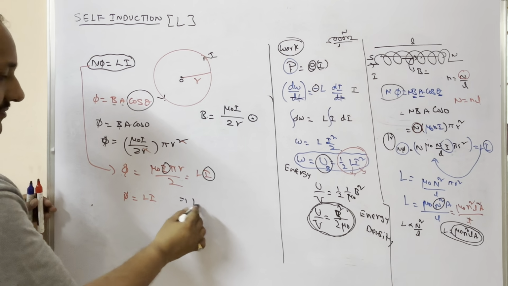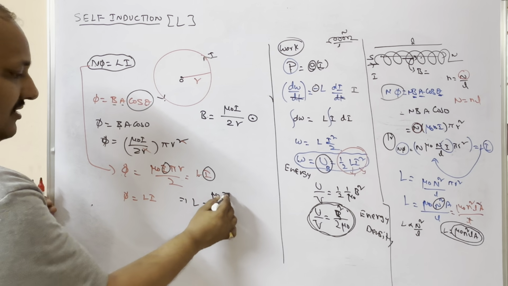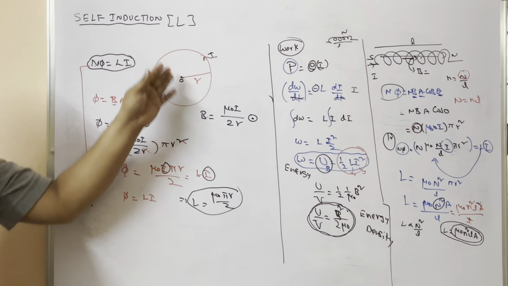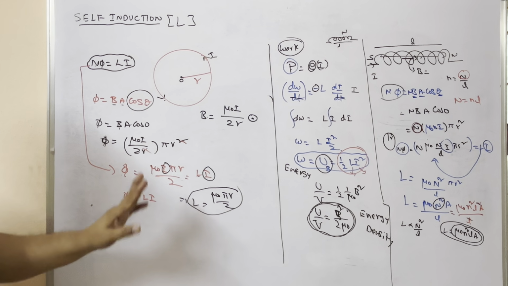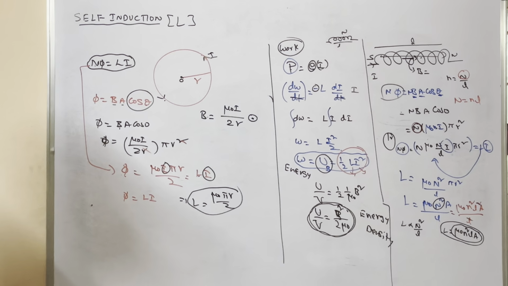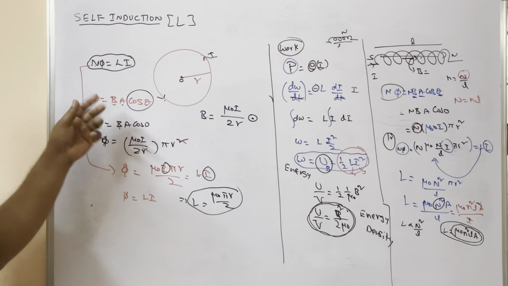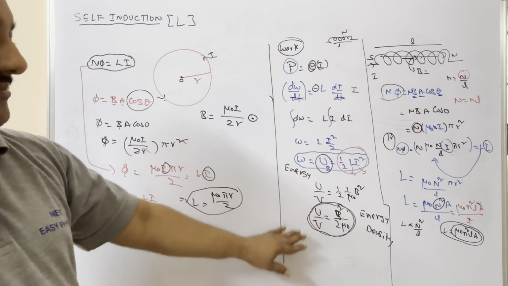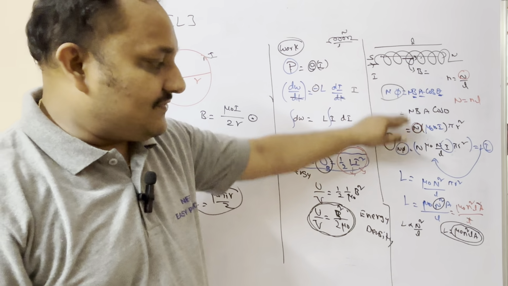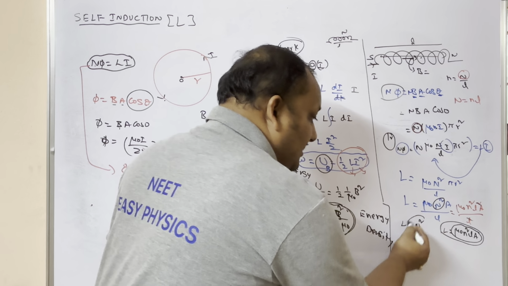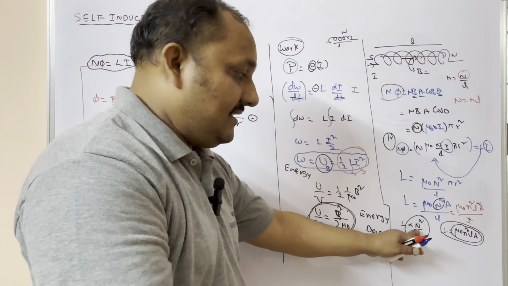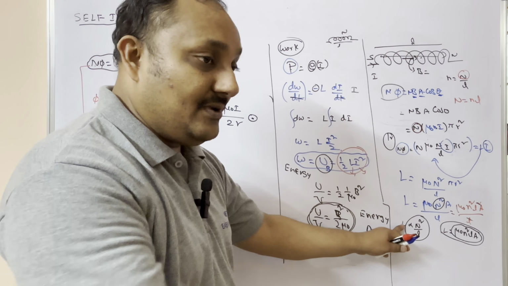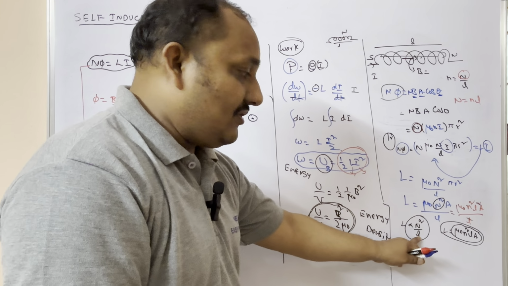On comparison, L equals what are you getting? Mu naught pi r by 2. This is the self-inductance of a single coil which has radius r, with current I passing. So this is how to calculate self-inductance whenever they give a question on this. And energy stored in an inductor, energy density, self-inductance of a solenoid. On this also they may ask about number of turns becoming 2 times.